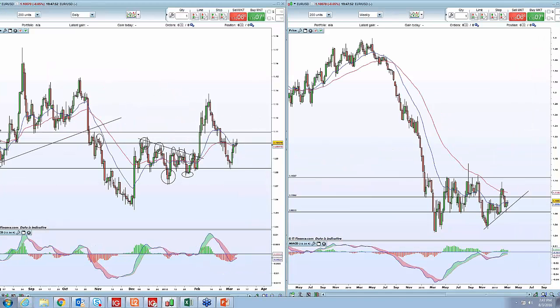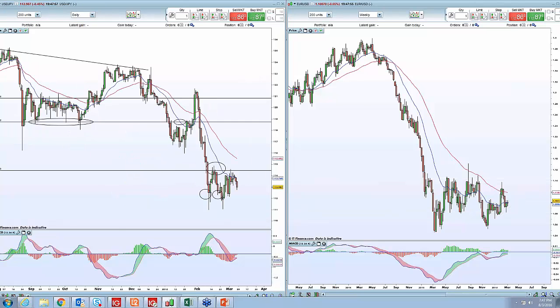Let's take a look at dollar yen as well. Again, do you guys have any currency pairs that you want to look out for? Just shout out.